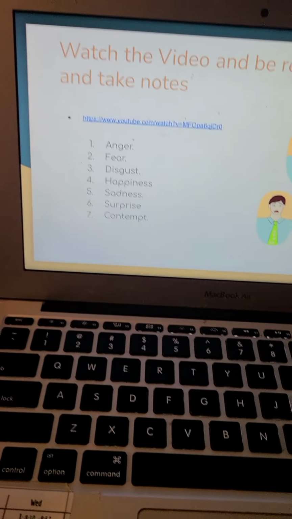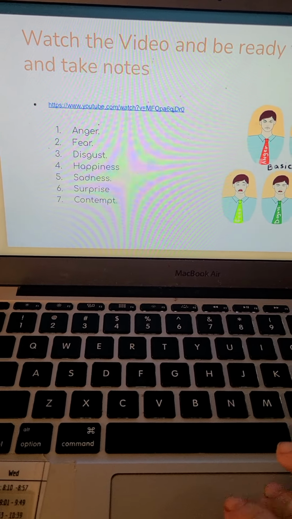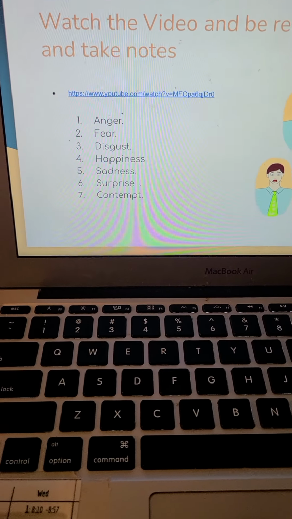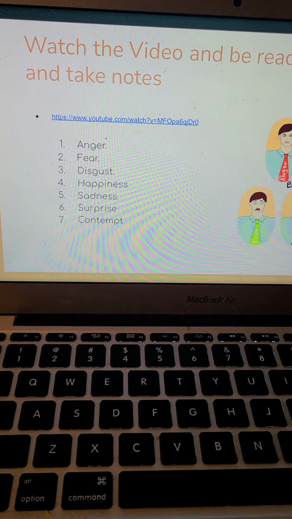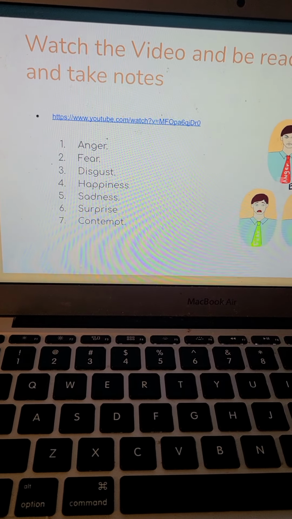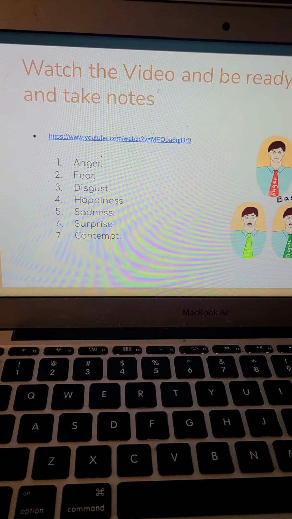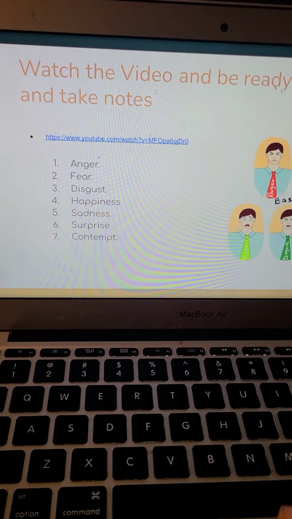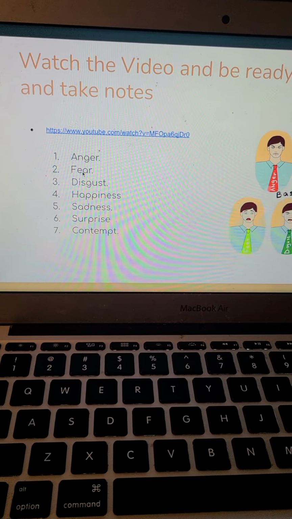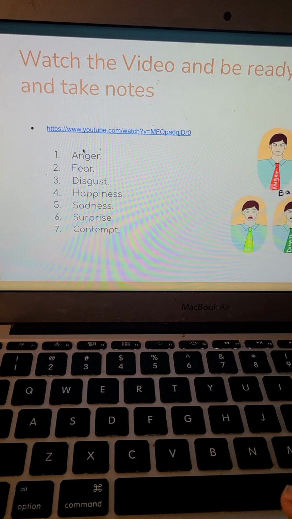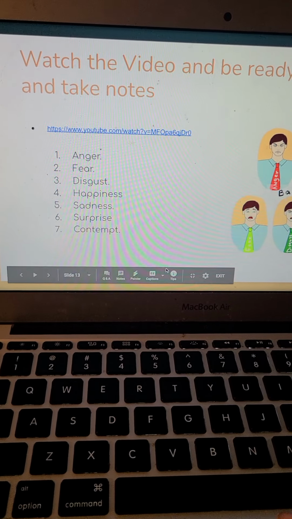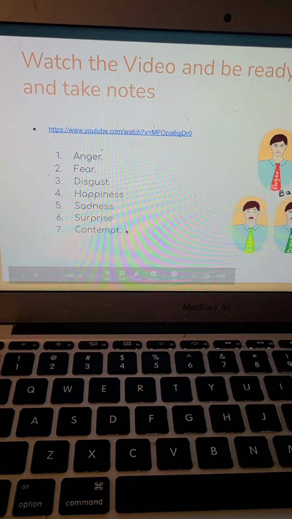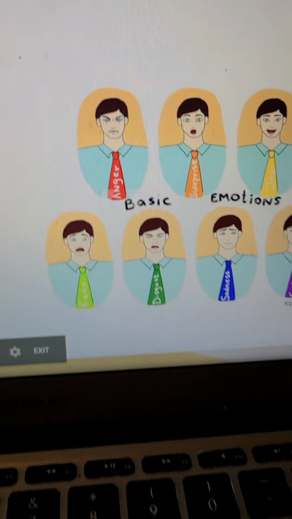Okay, then for the next slide, there is a video and they have to discuss and take notes. I'm gonna tell the students really clear that they have to take notes about this video. I will be pausing the video and I will be telling them what the video is about. However, my main goal is for them to write what is on the slide, which is this: anger, fear, disgust, happiness, sadness, surprise, and contempt, which is right here.